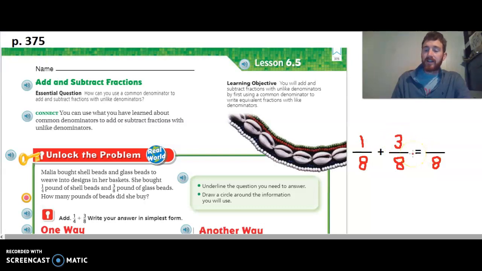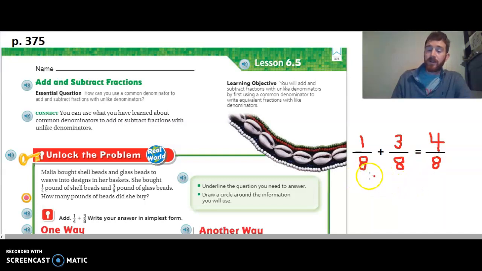Now you can think of this as I have 1 of something and I have 3 of something. The things I have are eighths, okay? We're not going to add these up and say I have a certain number of sixteenths. These are the amount of eighths that we have. Think about slices of a pizza. We could have 1 slice of pizza, we could have 3 slices of pizza, and together we'd have 4 slices of pizza. We wouldn't say 4 slices of 2 pizzas. It would still be 1 pizza. And that's the same thing here.